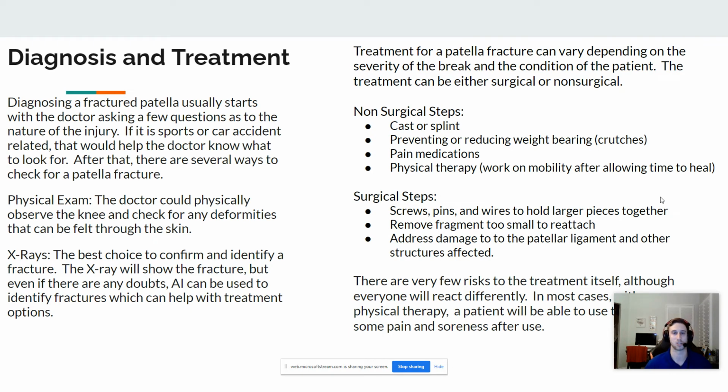And then obviously x-rays, the most common one. They're going to look at that bone and search for fractures. And that is where AI can come in handy to identify certain fractures and identify severity.